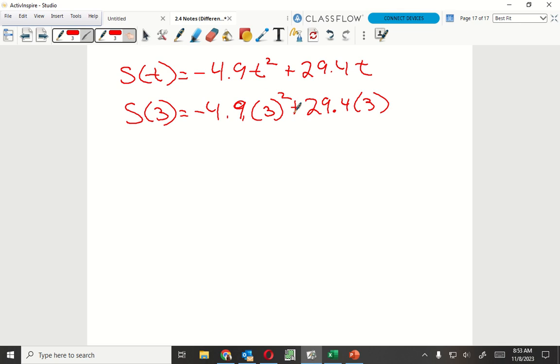And chunky. All right, what do we get? 44.1 meters. S of 3 is 44.1, and this is going to be the height, right? Yes. How high is it up there?